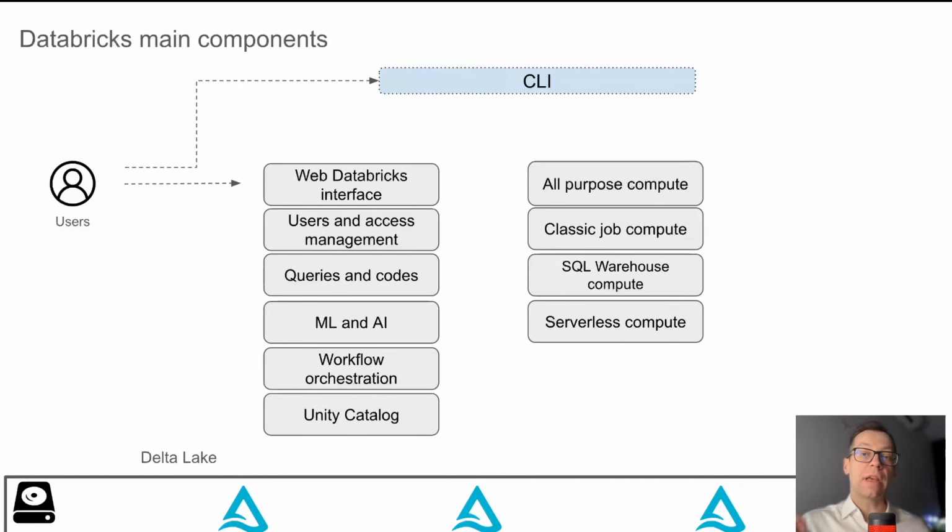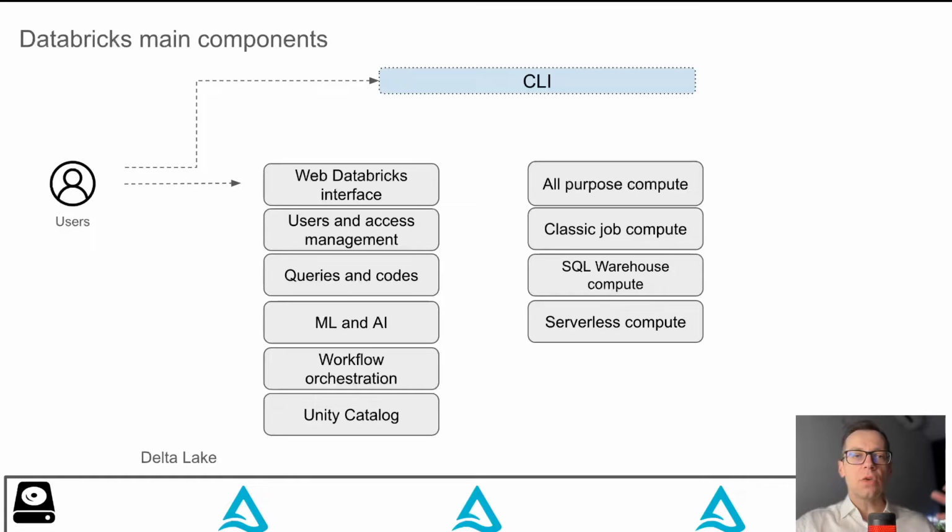Then we are going to have a classic job computes. Those will be clusters which we'll be using for workflow orchestration, or we can create SQL warehouse compute, which is specializing in performing SQL queries, or the latest and the greatest, serverless compute. This is where actually we don't need to do anything on our side. We can rent a processing power from the Databricks, which is really fast and very easy.